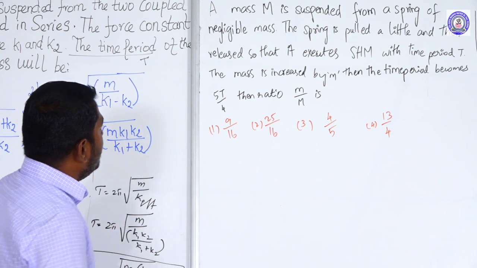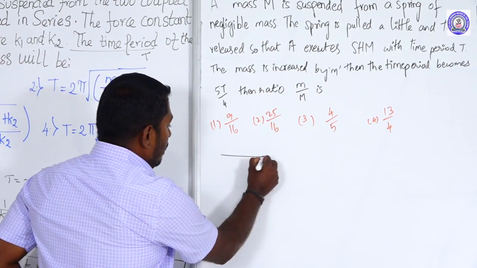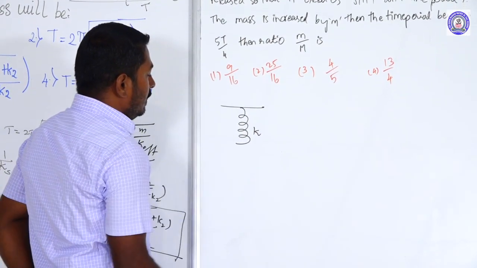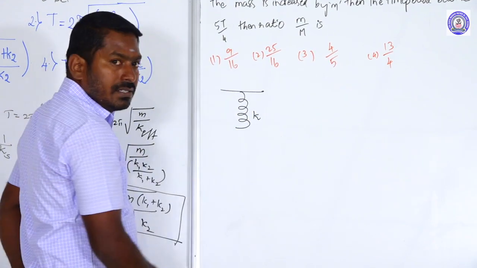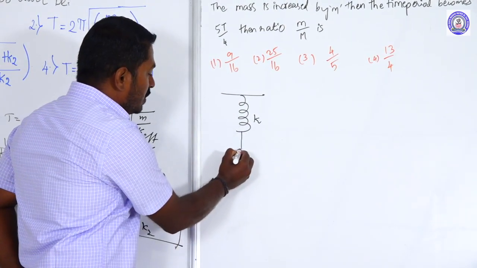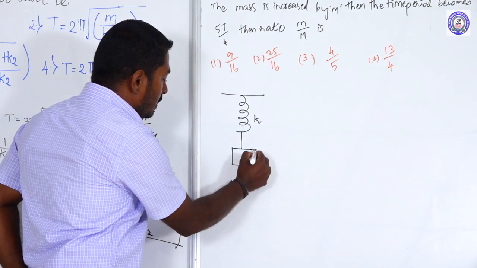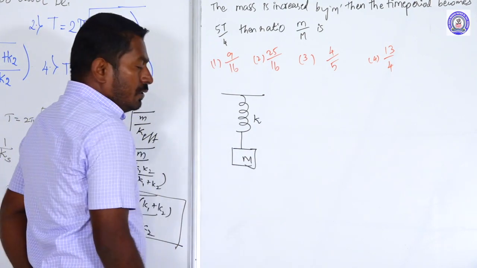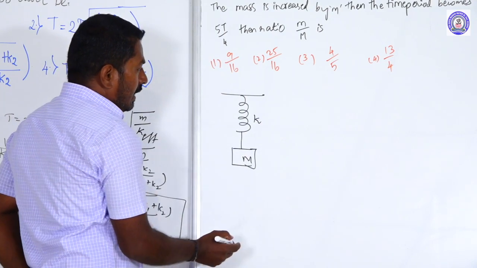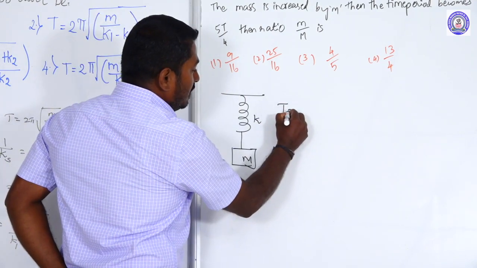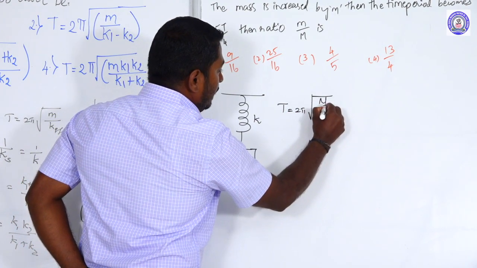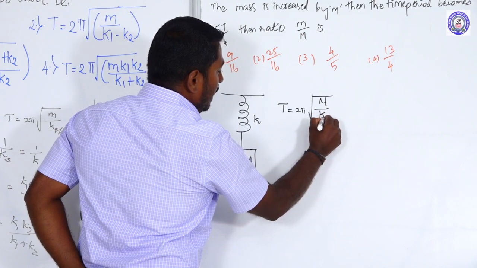See, first configuration. Let us consider one spring has a spring constant K. One end of the spring is tied to a rigid support, and the lower end of the spring is loaded with the capital mass M. So if it executes simple harmonic motion along the vertical direction, then the time period T is equal to 2 pi square root of capital M divided by K.